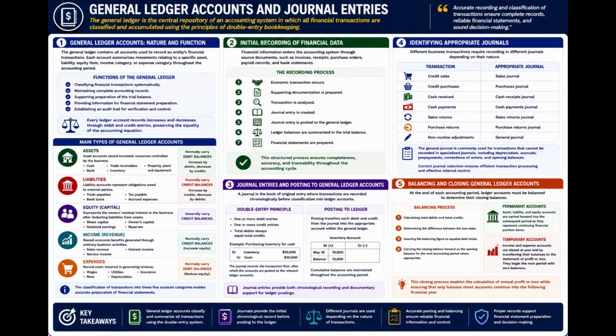Main types of general ledger accounts. Assets. Asset accounts record economic resources controlled by the business, including cash, bank, inventory, trade receivables, property, plant, and equipment. Assets normally carry debit balances, increasing by debits and decreasing by credits. Liabilities. Liability accounts represent obligations owed to external parties, including trade payables, bank loans, tax payable, accrued expenses. Liabilities normally carry credit balances, increasing by credits and decreasing by debits.